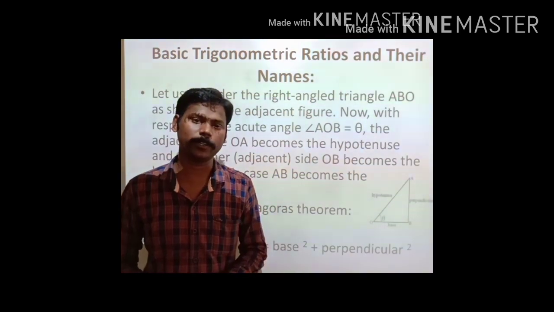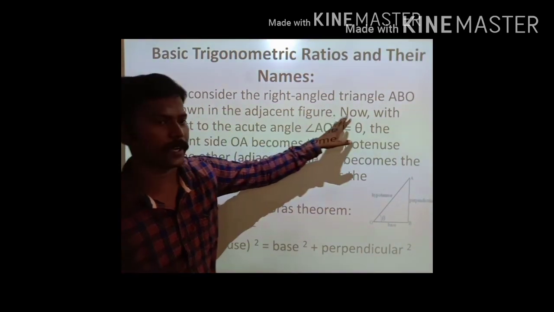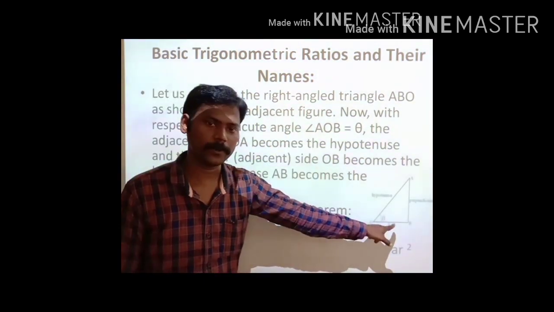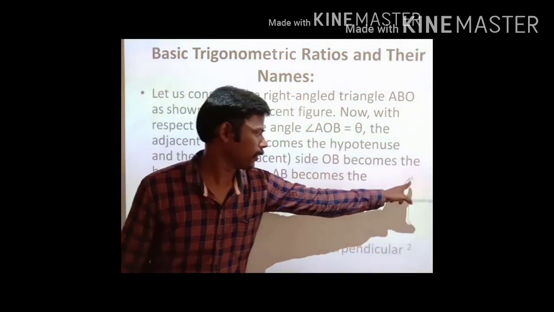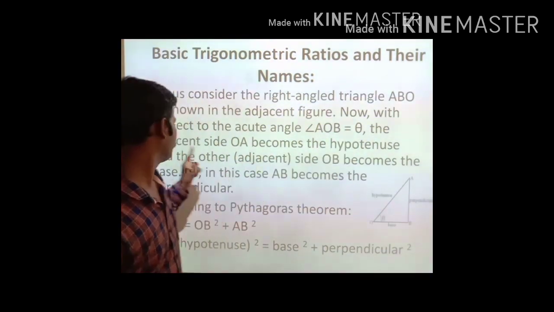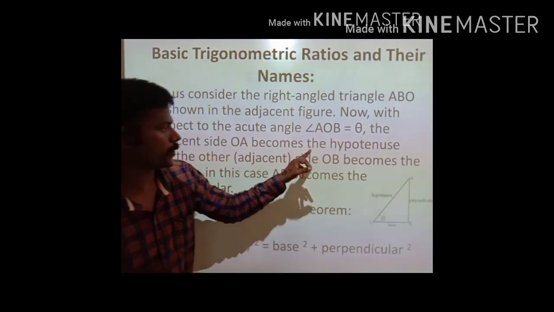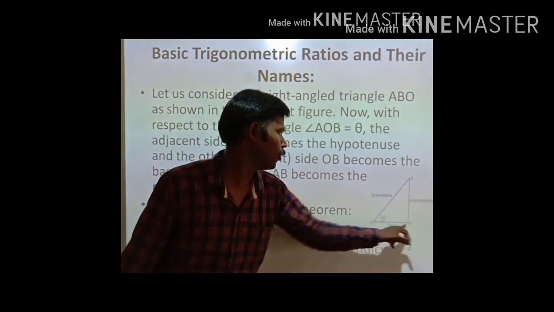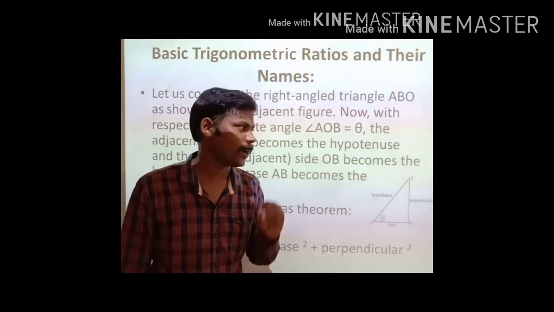Okay, all of you look at the board and read along with me, children. Let us consider the right angle triangle ABO as shown in the figure. Look at the picture, all of you. With respect to the acute angle AOB, let it be theta. OA becomes the hypotenuse, and the other side OB is called the base. Understand, children?